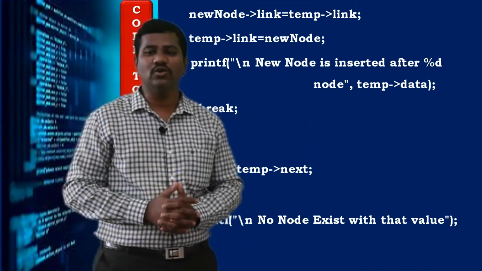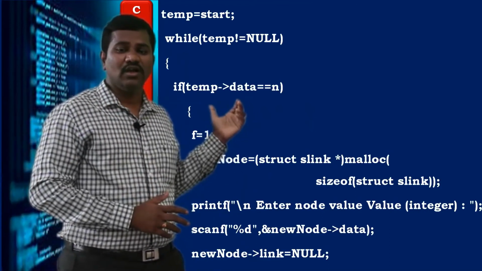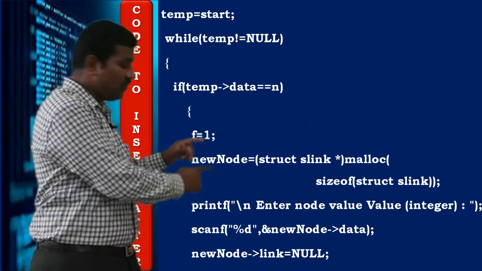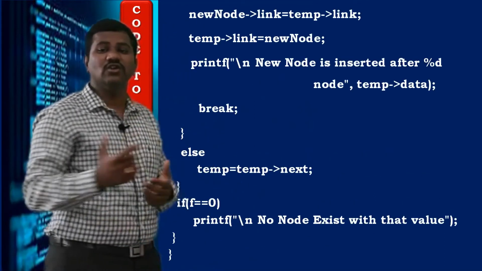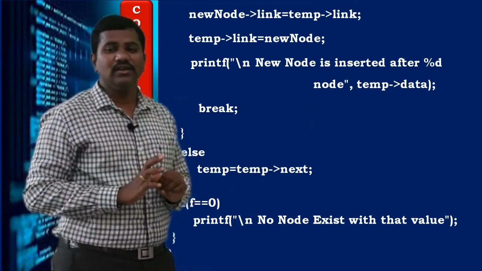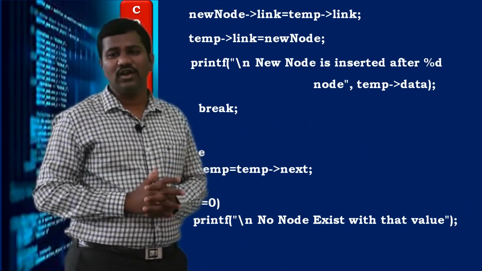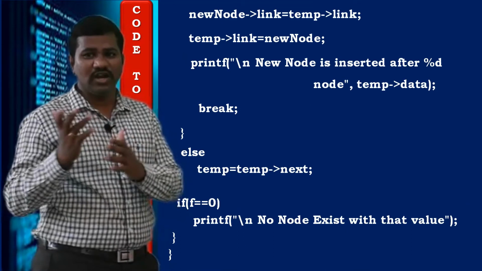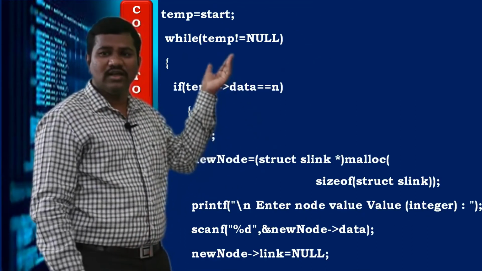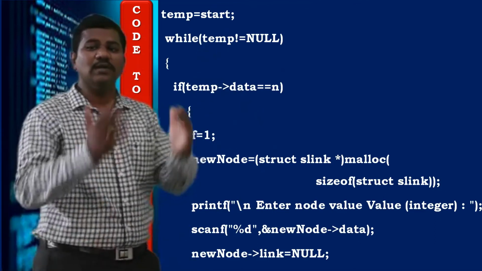After moving from the 20 node to the 30 node, the 30 node is the last node, and 30 is equal to 200? The condition is false. It doesn't enter into the if part, which means it does not change the value of f. The value of f remains 1. After that, temp becomes null, because the last node's link part contains null, and that null is assigned to temp. Now null not equal to null means the condition is false, and it comes out of the while loop.